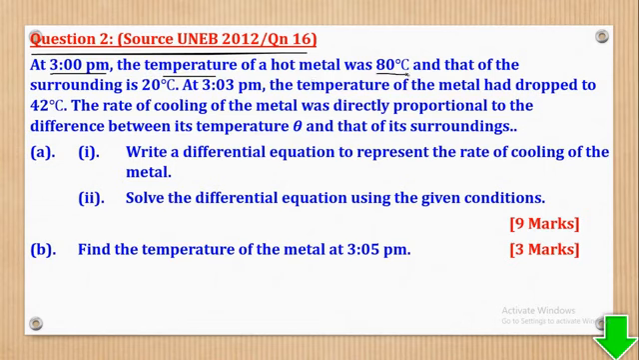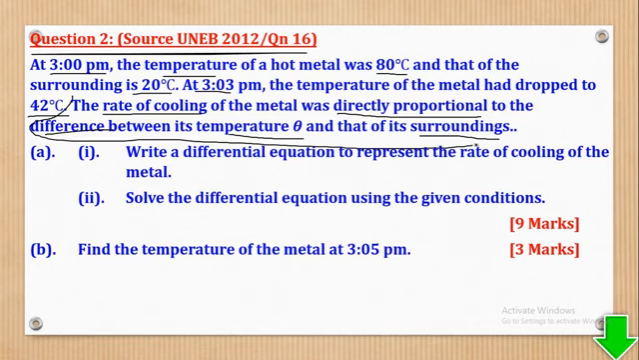metal was 80 degrees Celsius, and that of the surrounding is 20 degrees Celsius. At 3:03 p.m., the temperature of the metal had dropped to 42 degrees Celsius. The rate of cooling of the metal was directly proportional to the difference between the temperature theta and its surrounding. So this statement is what will give us the differential equation to start with.